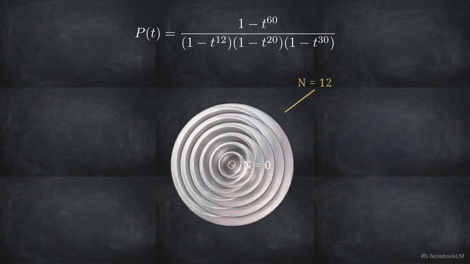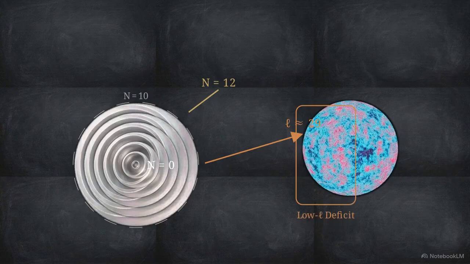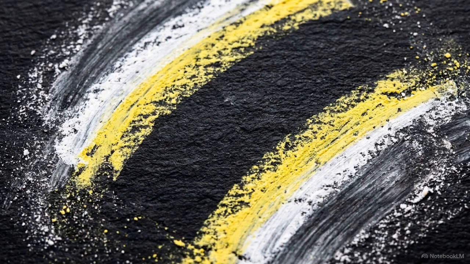After the constant mode at 0, nothing exists until the first surviving shell at n equals 12. When we translate this 3D spatial gap to the 2D observational sky, the last empty shell at n equals 10 corresponds directly to a characteristic CMB multipole of roughly L equals 29. This perfect geometric gap is the physical cause of the first anomaly.